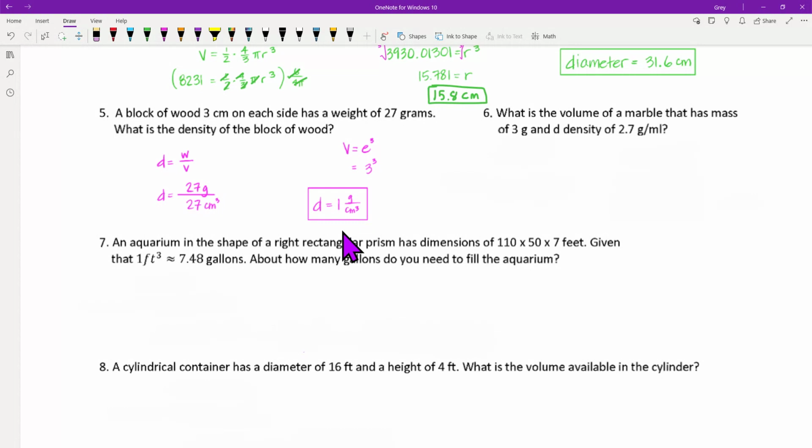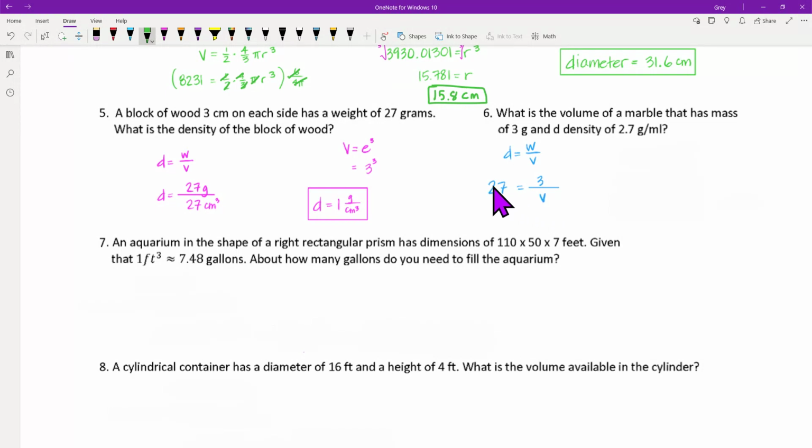Okay? Number 6, what's the volume of a marble that has a mass of 3 grams and a density of 2.7 grams per milliliter? So same formula, density equals weight divided by volume, but I'm plugging in what I know, okay? And this time I know my density, so 2.7 is equal to 3 over the volume, and that's what I'm looking for. So we talked about this a lot when we did our trig problems and stuff.